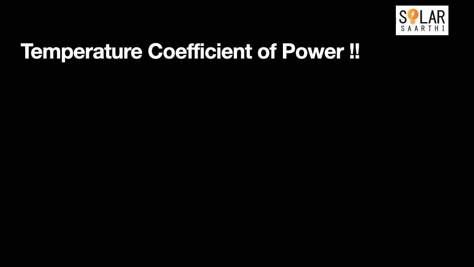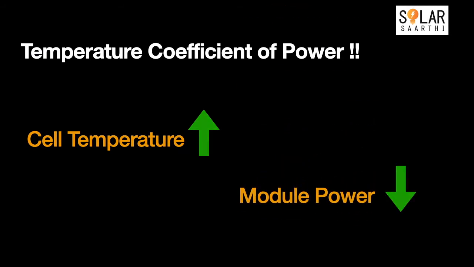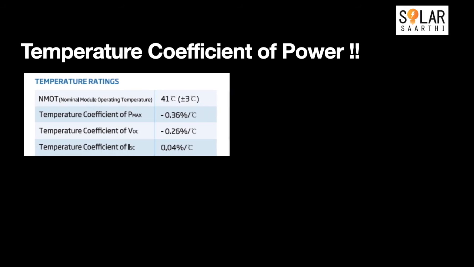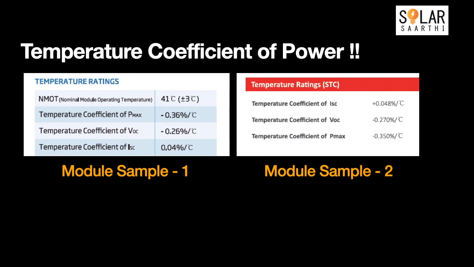The second factor we'll discuss is the temperature coefficient of power. From the basics of solar PV modules, we know that as the cell temperature increases, the module power decreases. So let's have two sample modules. This is the datasheet of module sample 1 and this is the datasheet of module sample 2.